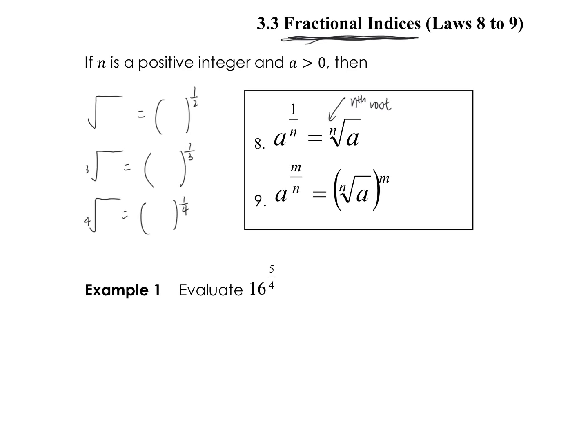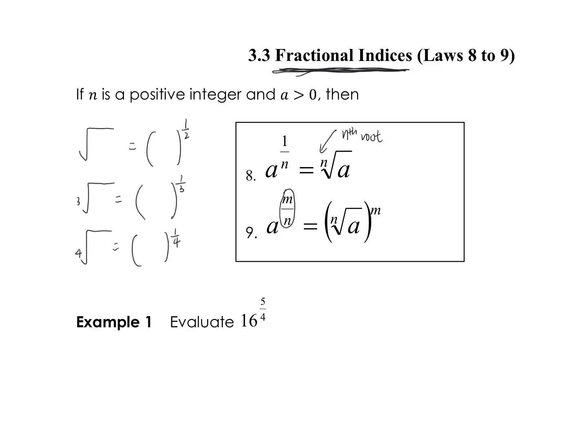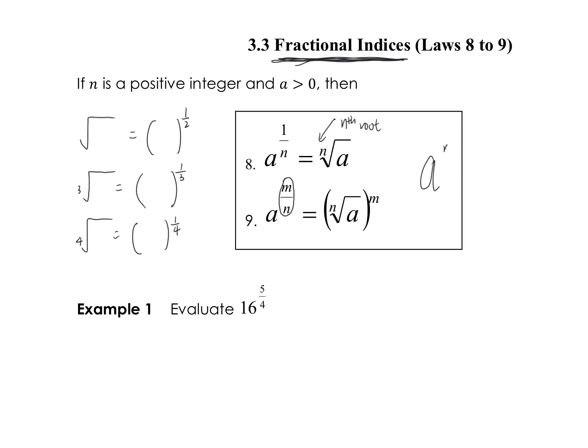Okay? And if you ever see a fraction where the numerator is not 1, you can always make it 1 by separating them as 1/n times m. So it's as good as telling me that this is the nth root of a, and then you subject it to power m. So it's just a different way of solving the problem.